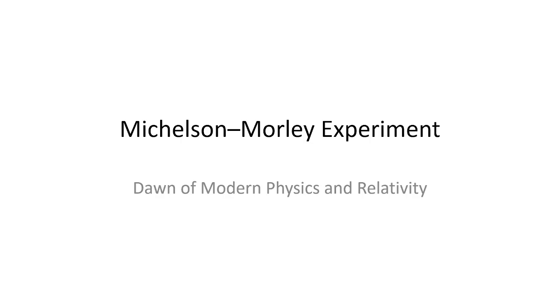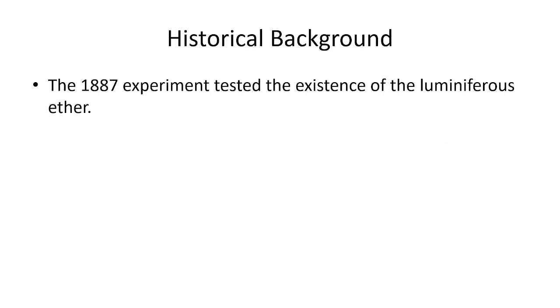Michelson Morley experiment, dawn of modern physics and relativity. This experiment was carried out for the existence of ether. It was believed that the ether is the source of propagation of light. This experiment was done in 1887.